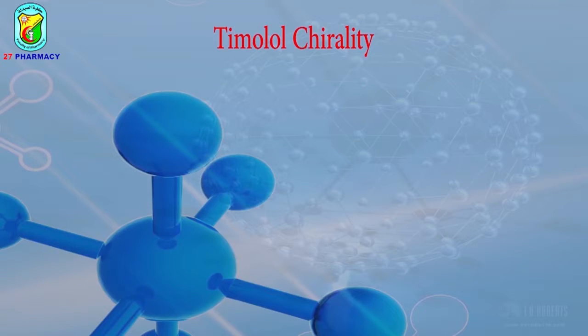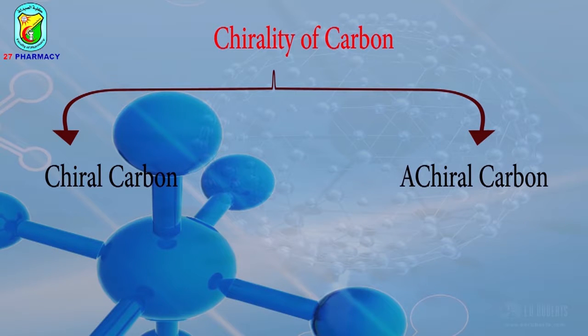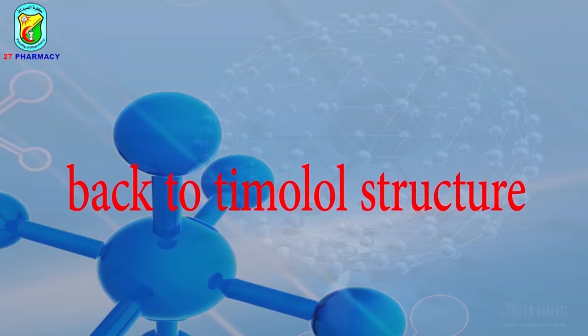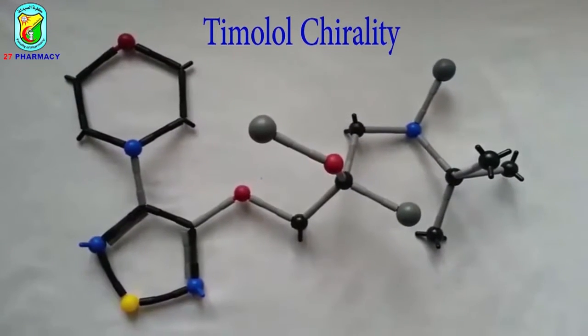Timolol chirality. First we define chirality. Chiral comes from the Greek word cheir, which means hand. Now we're talking about chirality of carbon. A carbon may be chiral or achiral. A chiral carbon is connected to 4 different groups, while an achiral carbon is not connected to 4 different groups. Back to the Timolol structure, we have only one chiral carbon, which is this one.